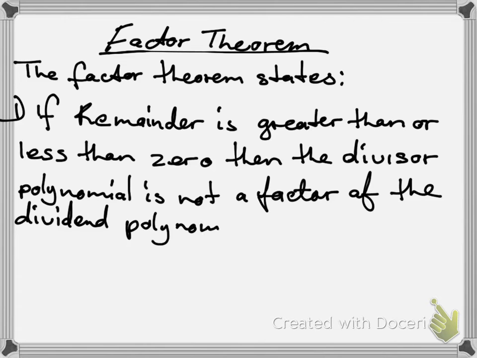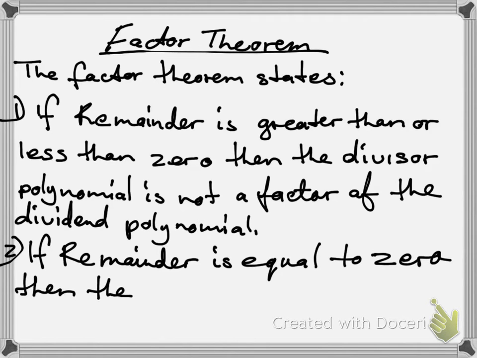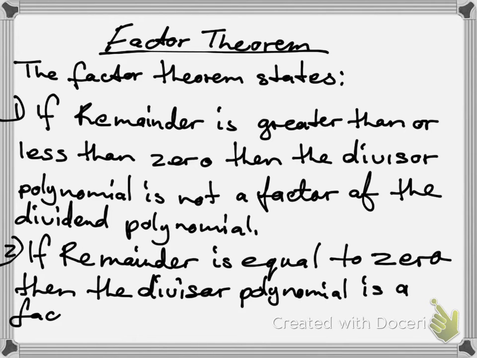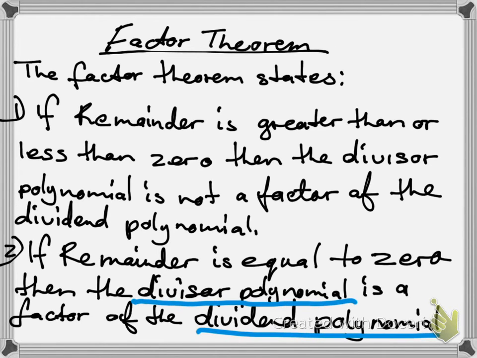So again, if your remainder is equal to 0, then we can also conclude that that divisor is a factor of the dividend polynomial. Then that divisor polynomial is a factor of the dividend polynomial. Very important.